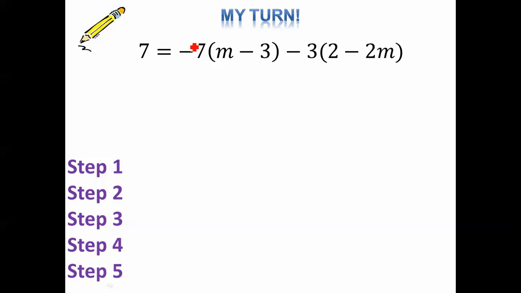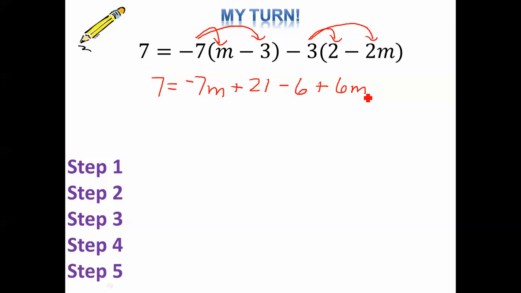Alright, we are going to work one last problem together, then we're going to work some more practice problems in class. Step 1, fractions and parentheses. Here's our parentheses. So we bring our 7 down. Negative 7 times m is negative 7m. Negative 7 times negative 3, negative times a negative is positive 21. Negative 3 times 2 is negative 6. Negative 3 times negative 2m, negative times a negative is positive. 3 times 2 is 6, and we have an m. So our fractions and parentheses are gone.